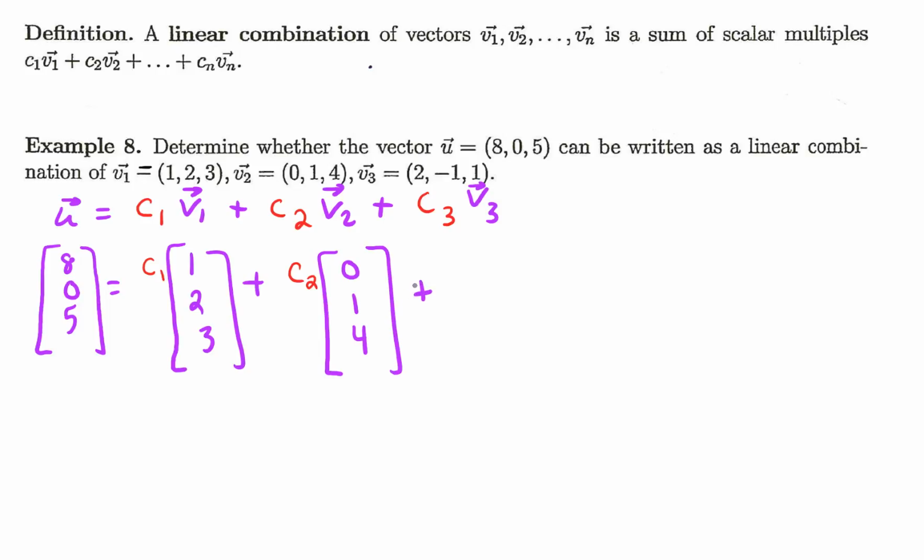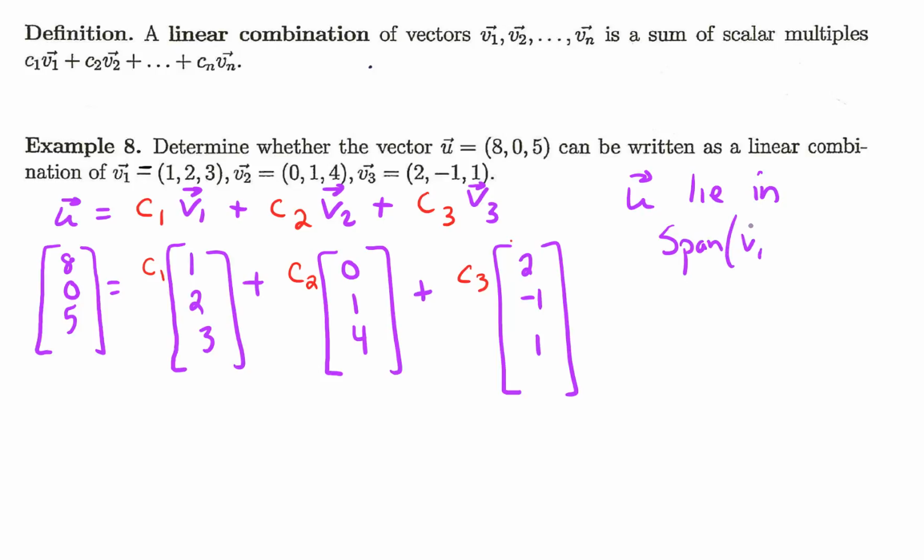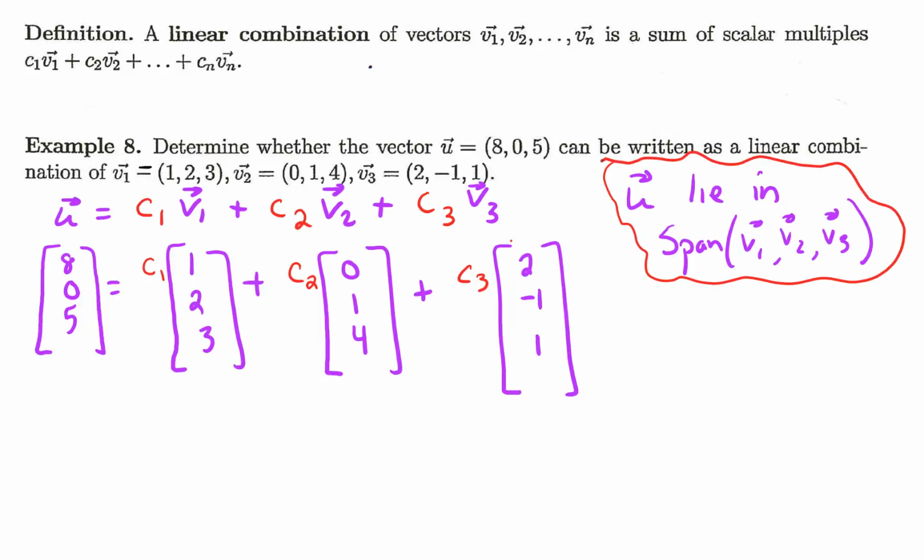plus a scalar c3 times the vector 2, negative 1, 1. So this is the same as asking, does u lie in the span of vectors v1, v2, and v3? That's the same kind of question that we are addressing here. Does this vector lie in the span?